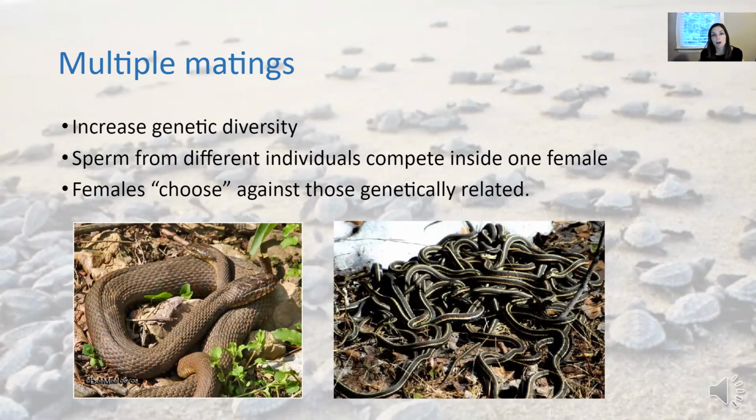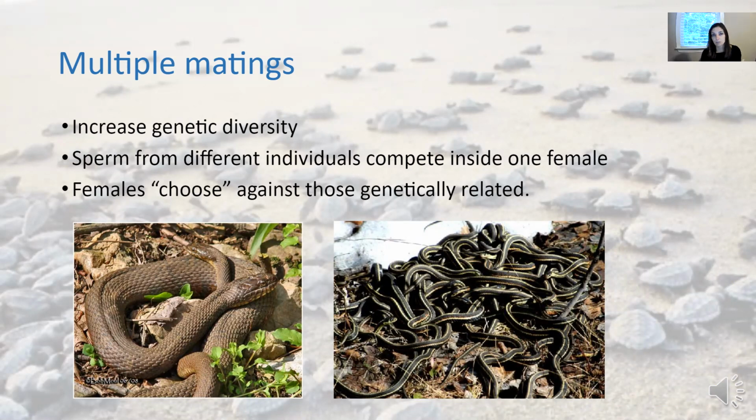In reptiles, oftentimes there's multiple mating. A female will mate with multiple males and have sperm from multiple males inside her body to fertilize the eggs before they're laid. Sometimes in that clutch of eggs, some eggs are fertilized by one male and some by another, so there might be multiple dads for one clutch of eggs.